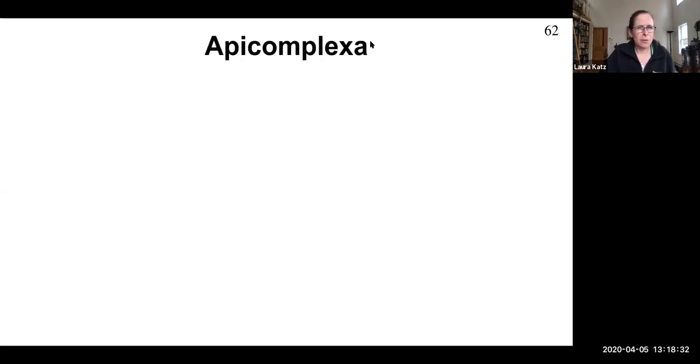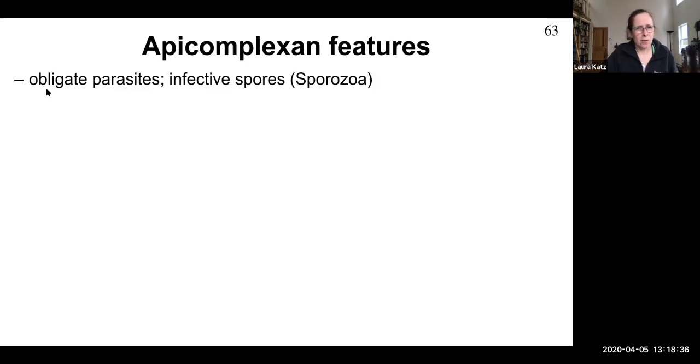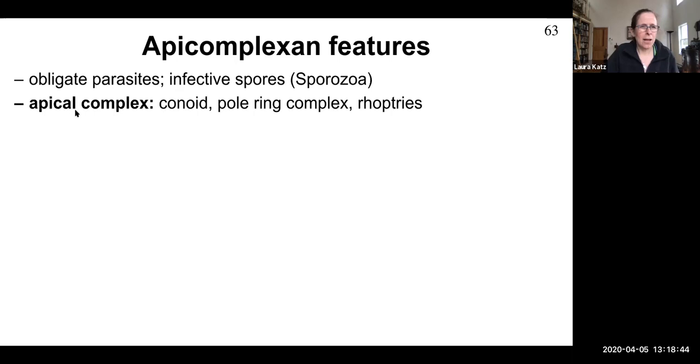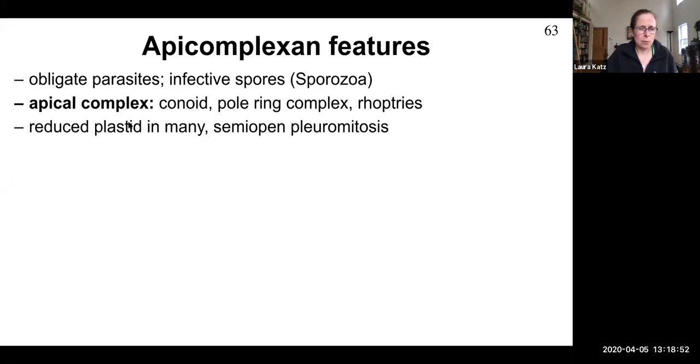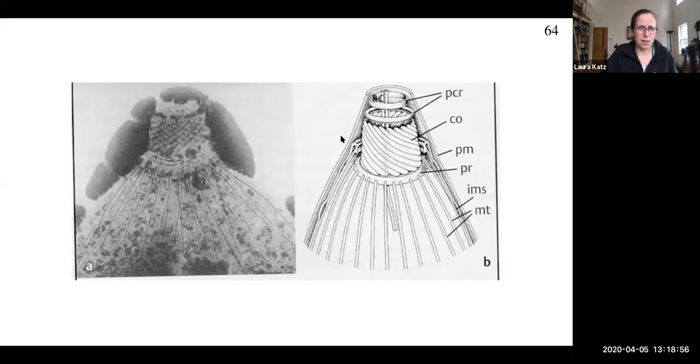So I'll spend hopefully maybe a little bit less time on the Apicomplexa. They are crazy organisms. They're obligate parasites. You're going to read about them. They have infective spores, so they were called sporozoa for many years. They all have an apical complex, apicomplexan, and it consists of these words that I don't really care for you to know. They have a reduced plastid, many, but not all. They have this semi-open pleuromitosis that I taught you.